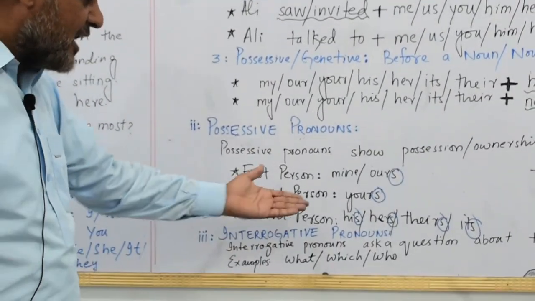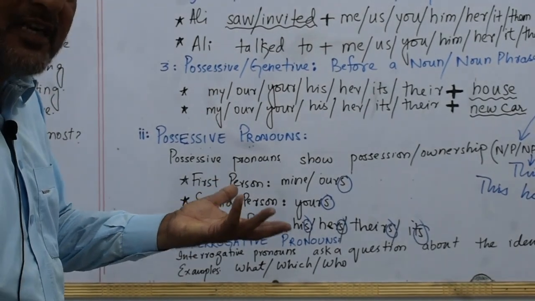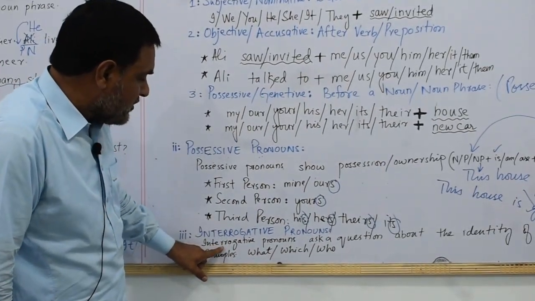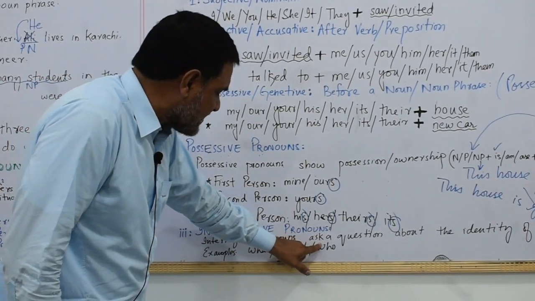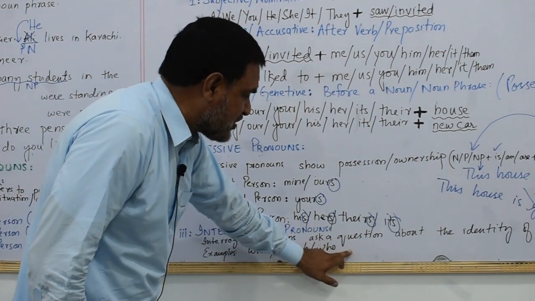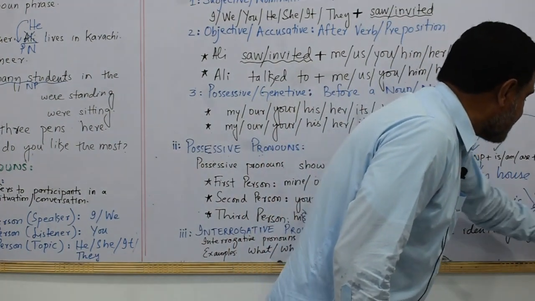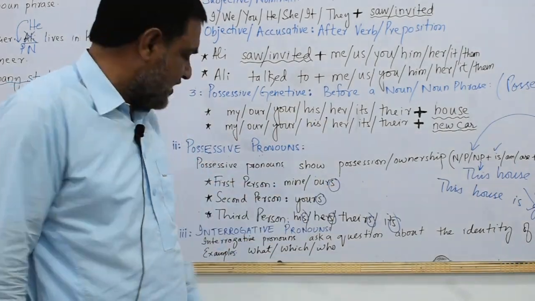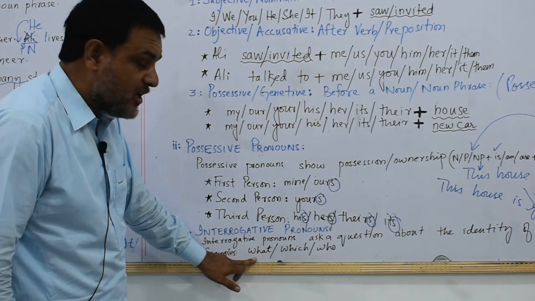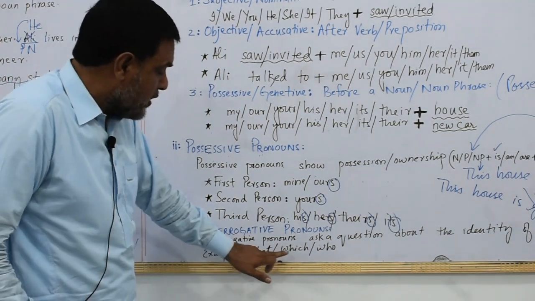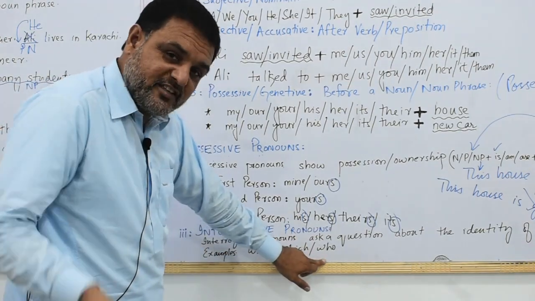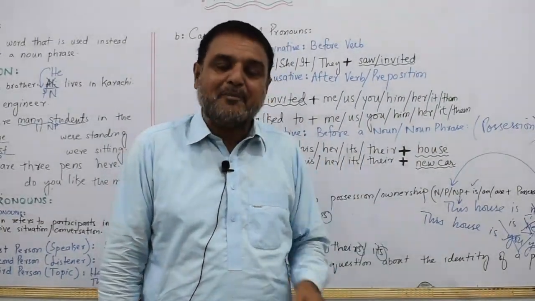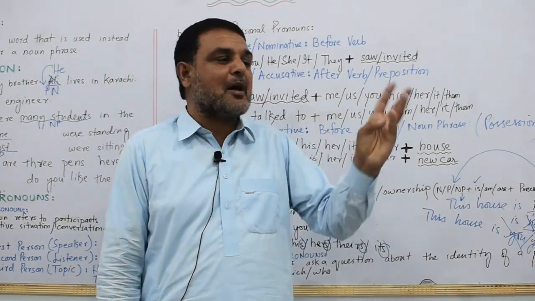Now we are going to discuss interrogative pronouns. What are interrogative pronouns? The title shows interrogative, related to interrogation, question. Interrogative pronouns ask a question about the identity of a person, place or thing. What is it? Which is an interrogative pronoun. Who is an interrogative pronoun, because all of them can be used in such a way that they function as a pronoun, and at the same time they ask a question about a person, place or thing.